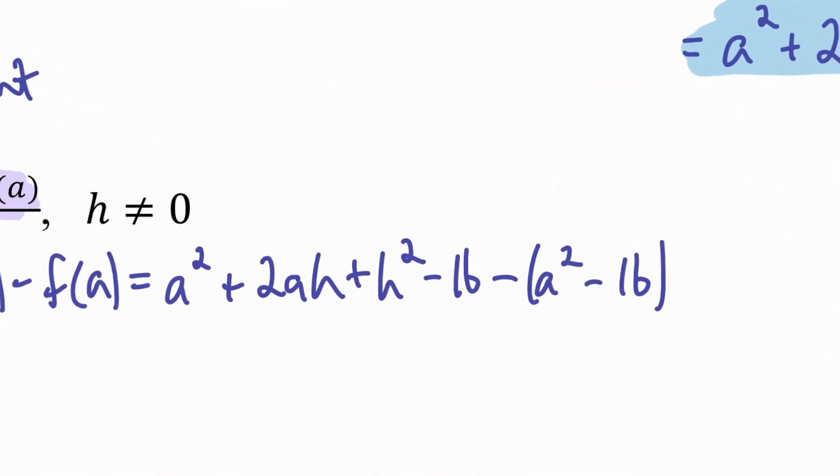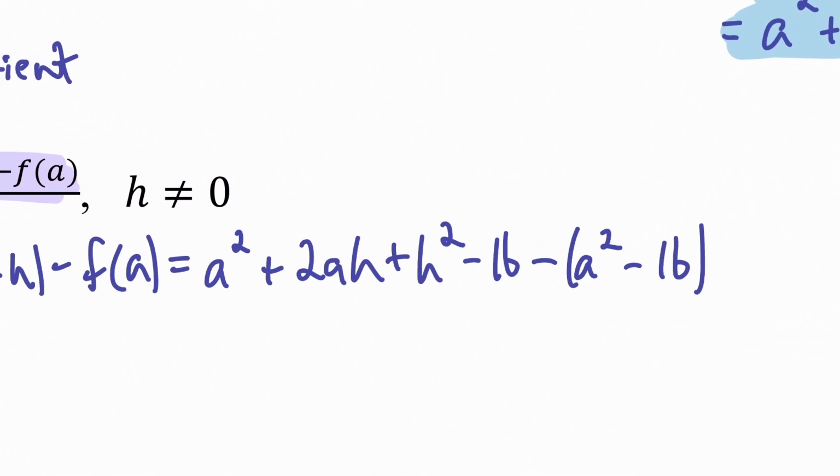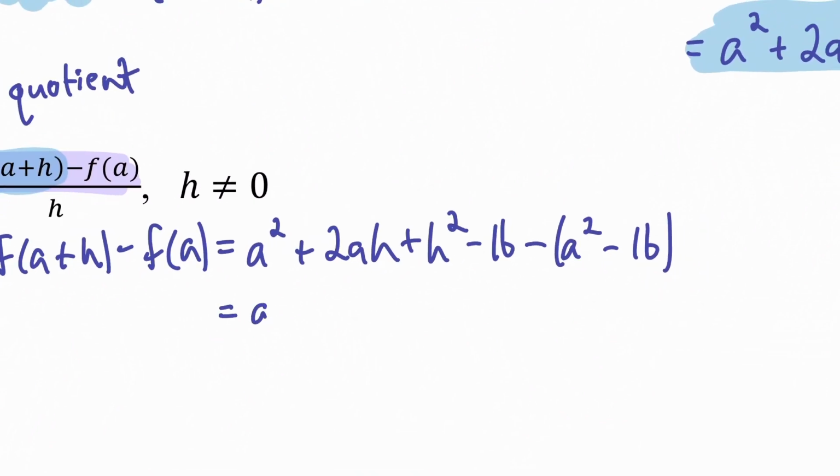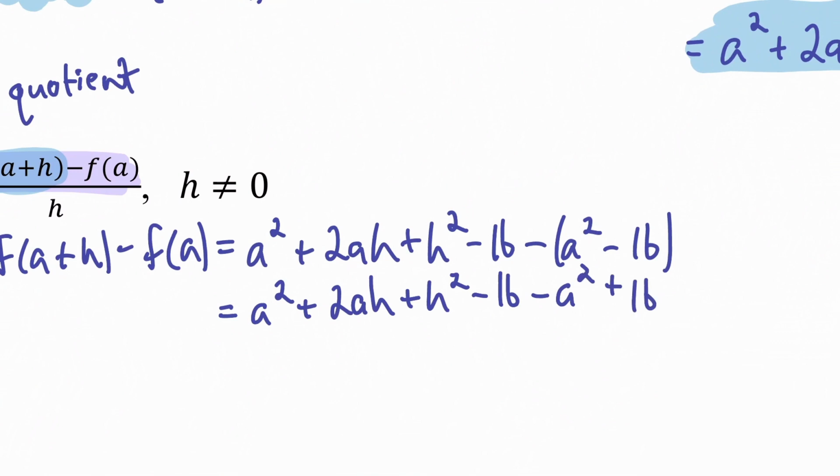So now I can distribute this minus sign. This minus sign goes onto both of those, so we'll have minus a squared plus 16. So this will be a squared plus 2ah plus h squared minus 16 minus a squared plus 16. And you might be noticing something. These 16s cancel, minus 16 plus 16. And also the a squareds cancel, because we have plus a squared and minus a squared. And notice that everything we have left has an h in it.